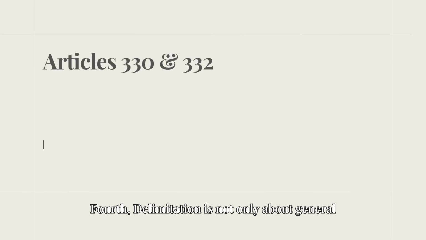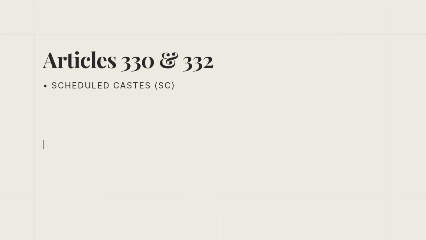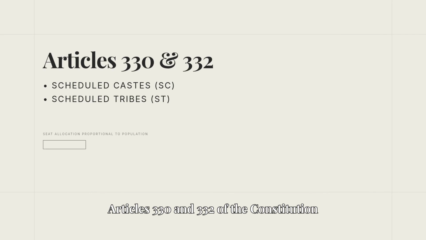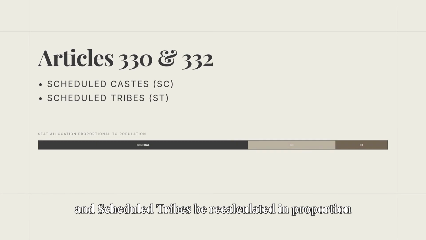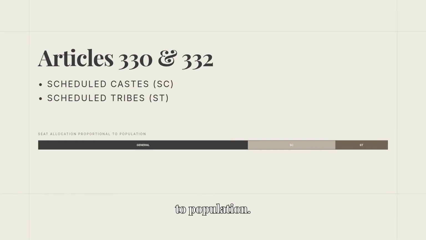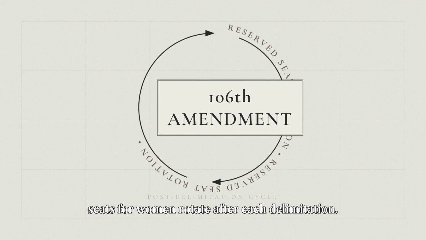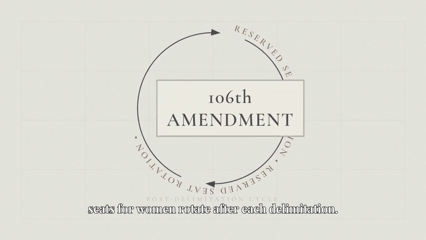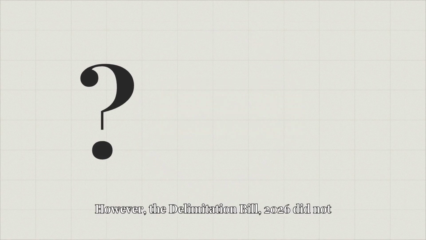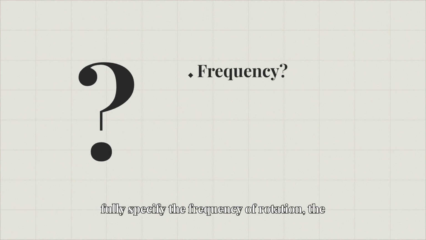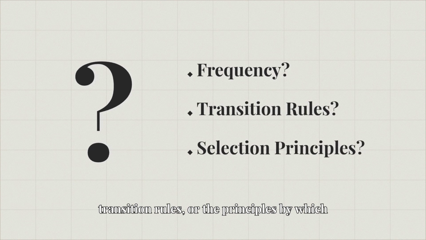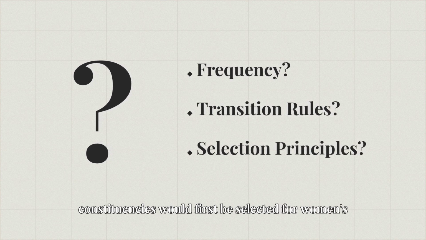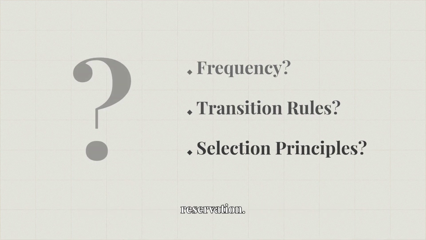Fourth, delimitation is not only about general constituencies. Articles 330 and 332 of the Constitution require that seats reserved for scheduled castes and scheduled tribes be recalculated in proportion to population. Fifth, the 106th Amendment requires that reserved seats for women rotate after each delimitation. However, the Delimitation Bill 2026 did not fully specify the frequency of rotation, the transition rules, or the principles by which constituencies would first be selected for women's reservation.